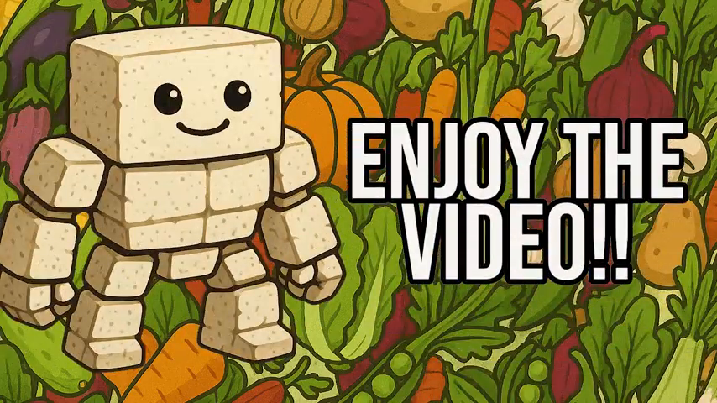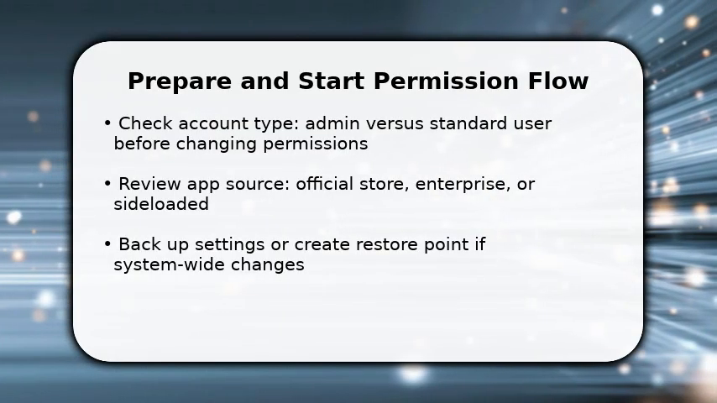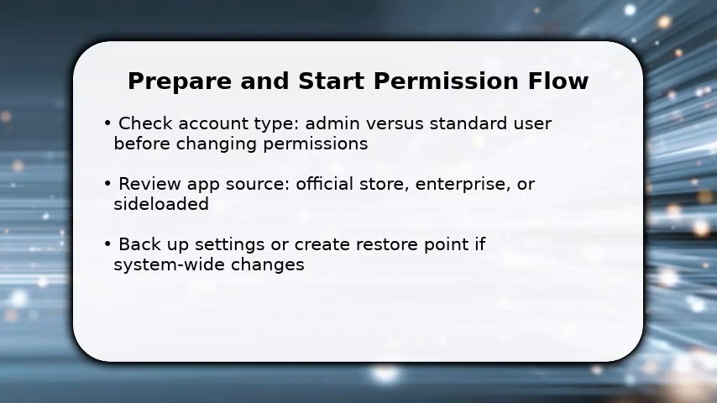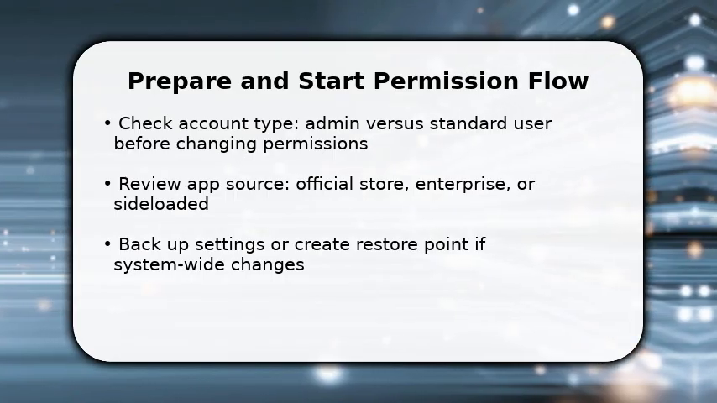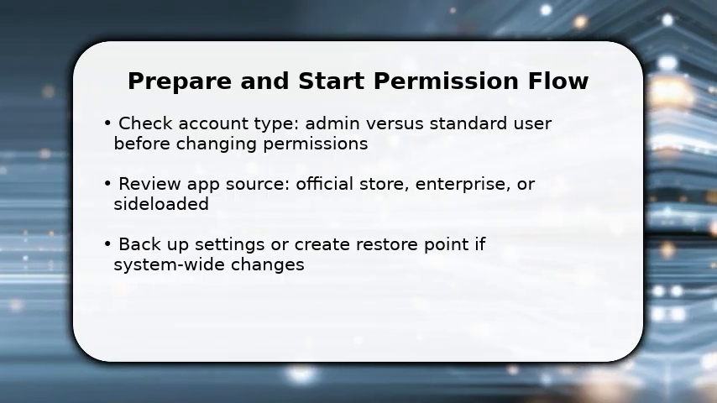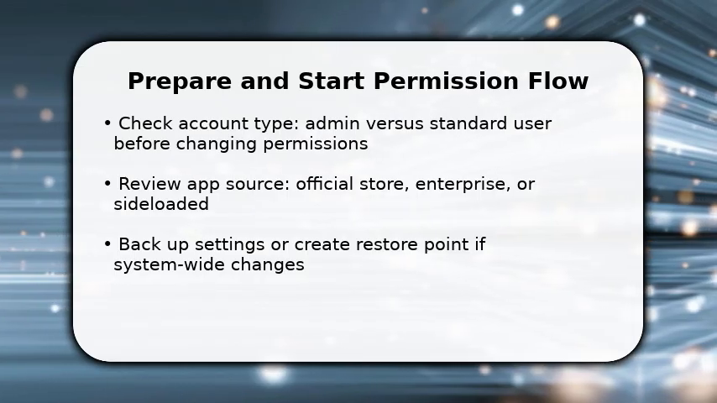Please enjoy the video. You begin by confirming prerequisites. You need the right account and a known app source. Open Settings or Admin Console now and locate apps or permissions. Tap the target app to view requested capabilities so you can decide.